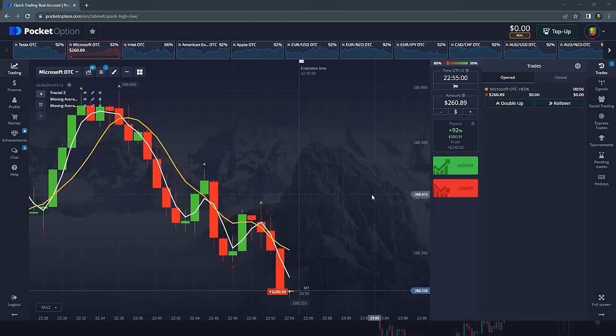Here we have a steep and clear downtrend. The signal from our strategy in combination with this huge bearish candle gives some confidence in the current trade.